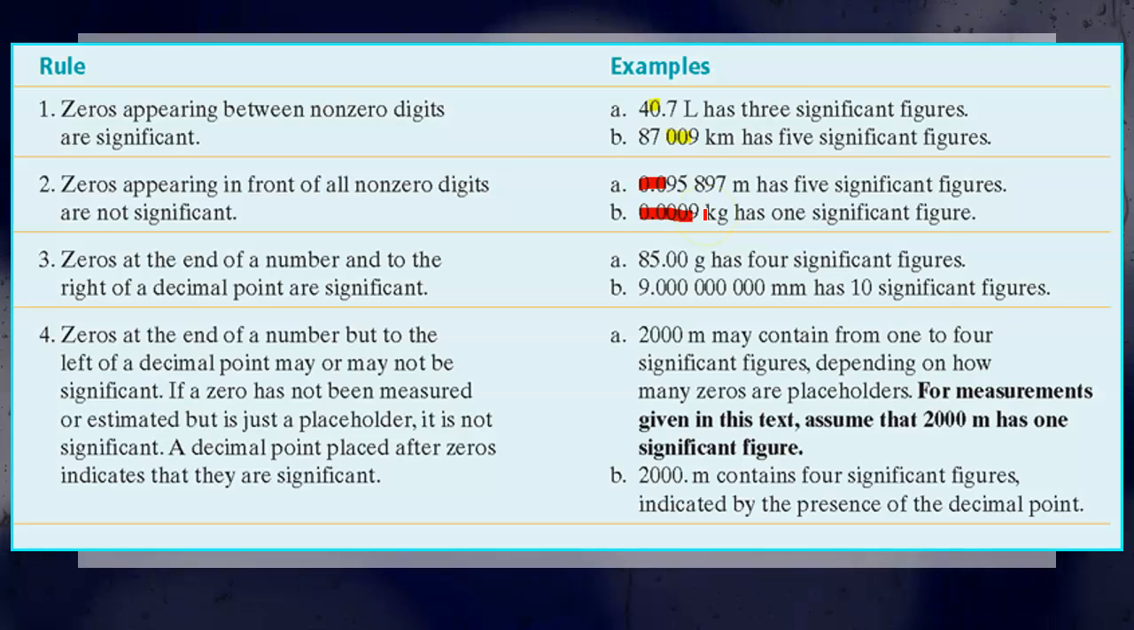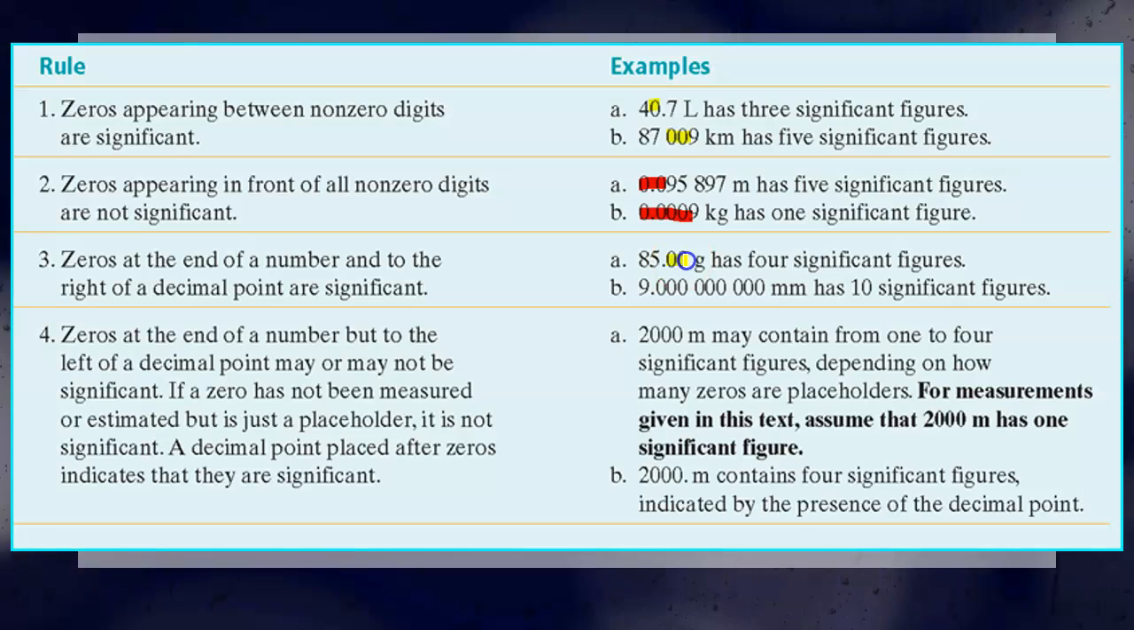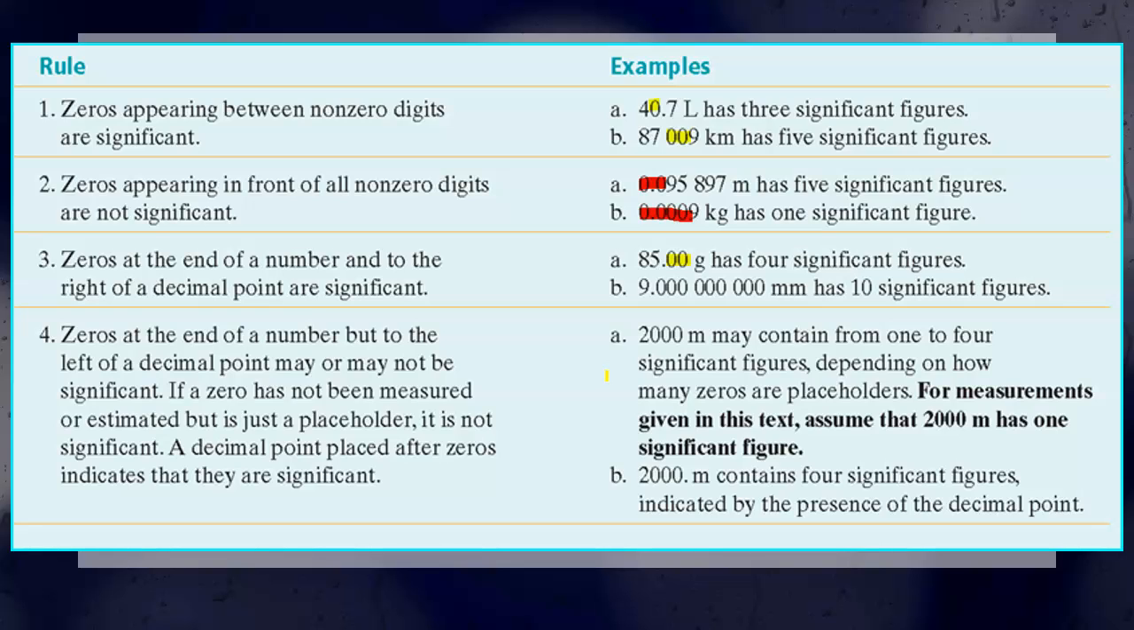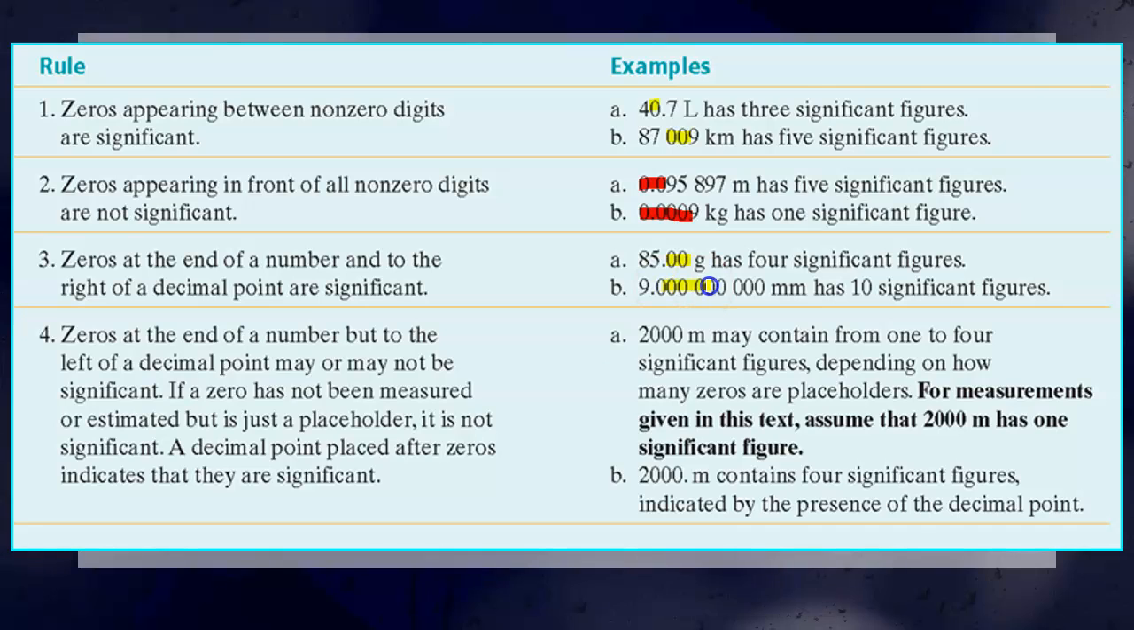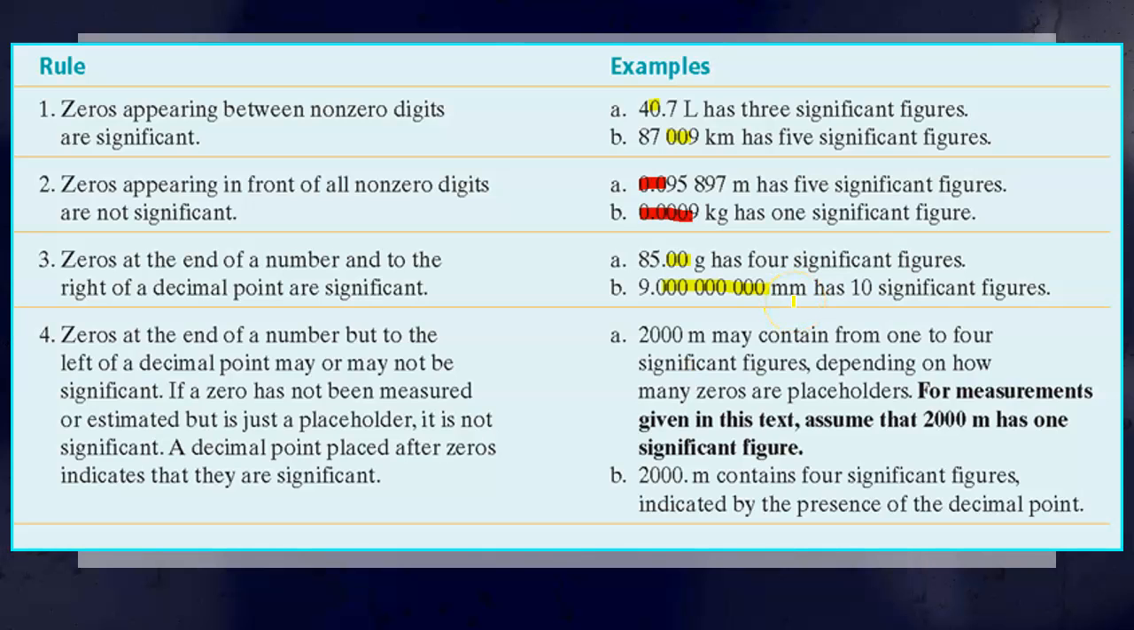Now, it's the zeros to the right that we really have to distinguish between. In this rule, I have 2 zeros to the right of non-zeros, so those are going to be significant. And 85.00 has 4 sig figs. There's 4 digits. They're all significant. 9.00000000 has 10 sig figs because I found that first non-zero and I just counted to the right. And I've counted 10 digits. So that has 10 sig figs.